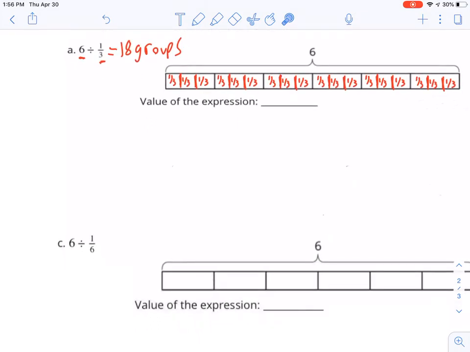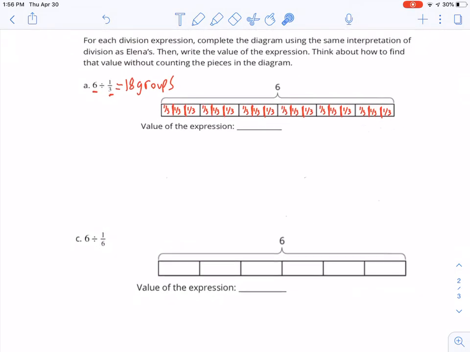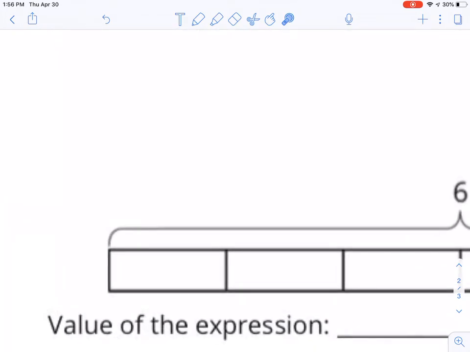Now moving down. This time we have 6 divided not by groups of 1/3 but 1/6. So what do we know about 1/6? Yes, it's much smaller than 1/3. In fact, it's only half the size, right? So this time we have our 6 groups of 1, 1, 2, 3, 4, 5, 6, and we must divide them into 6ths. So instead of dividing them into thirds, we're going to divide each of these ones into 6ths.